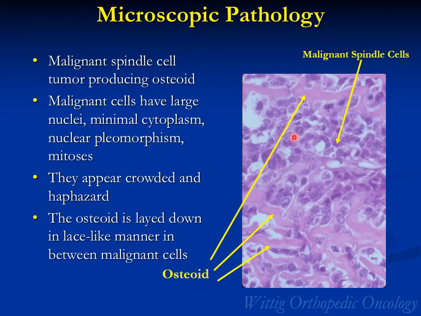This is a microscopic pathology. Again, it looks identical to a high-grade osteosarcoma. Spindle cell tumor where there's hypercellularity, pleomorphism, hyperchromatic nuclei, mitotic figures. Cells are crowded and haphazard. The osteoid is laid down in a lace-like manner in between the malignant cells.